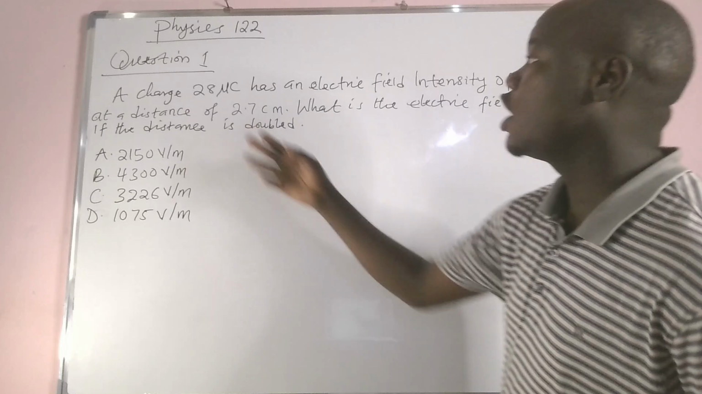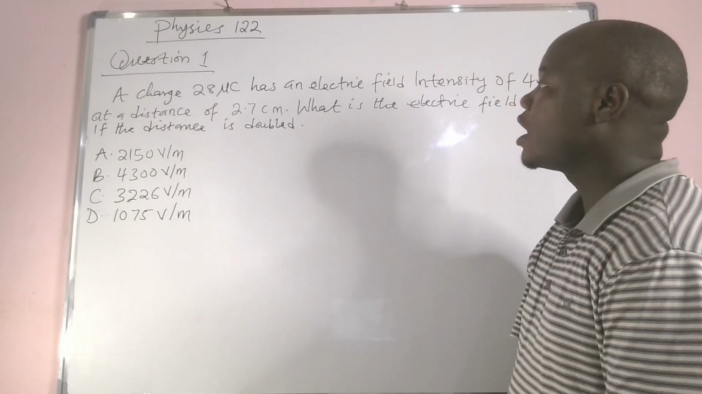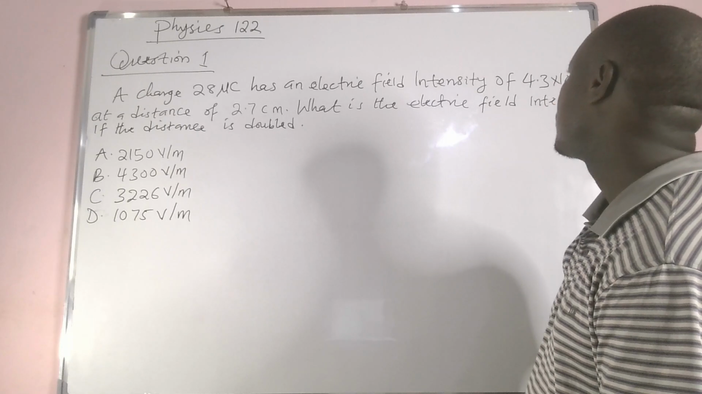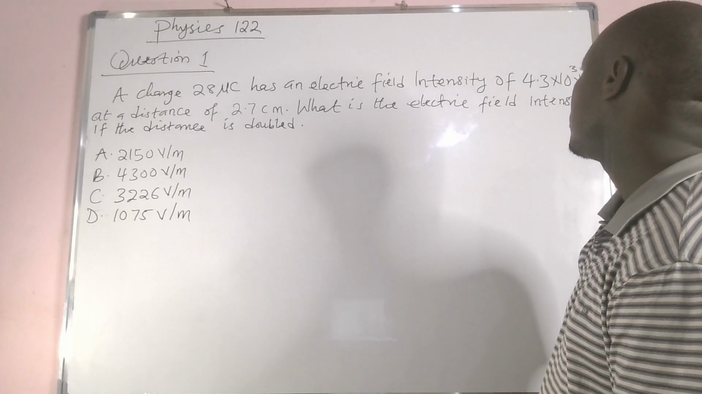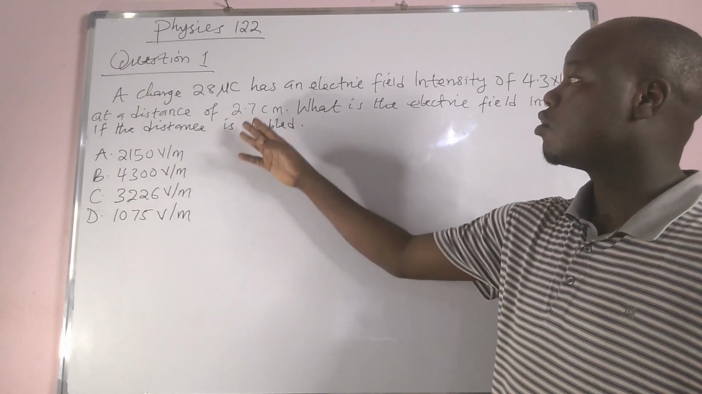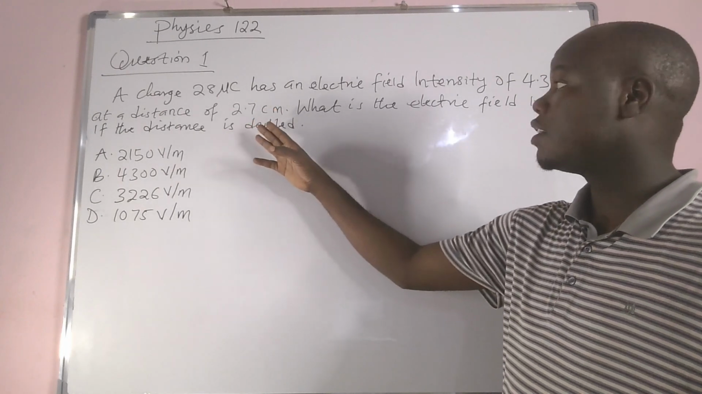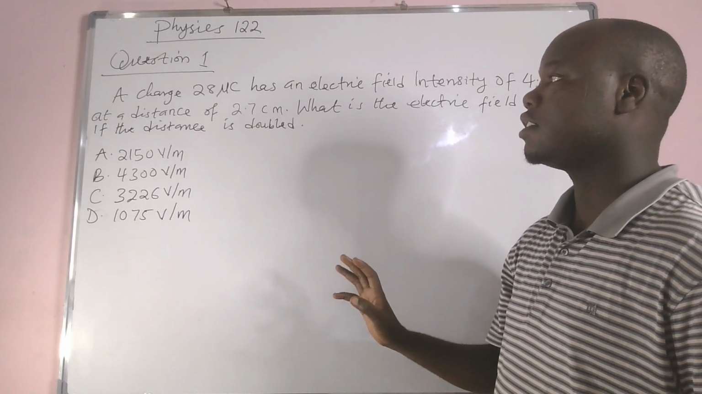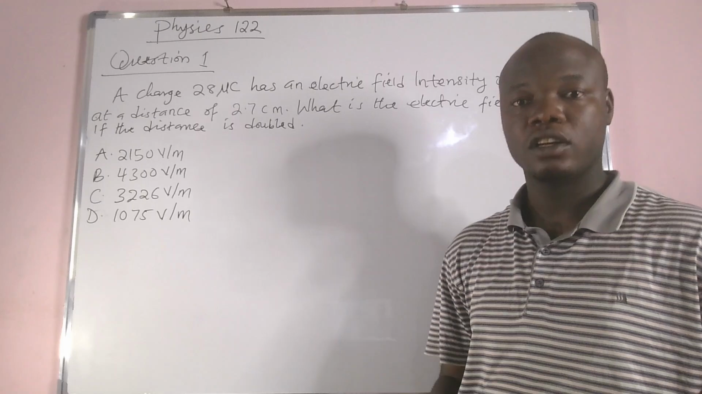The question says a charge of 28 microcoulomb has an electric field intensity of 4.3 times 10 raised to the power of 3 volts per meter at a distance of 2.3 centimeter. What is the electric field intensity if the distance is doubled?